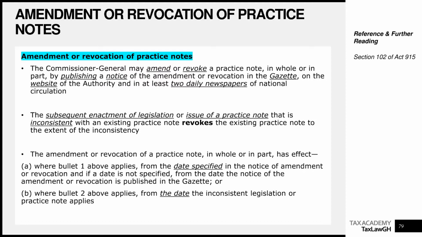What does this mean? If, let's say, he issues a practice note on what I just showed you, clothing allowance, then the new law is passed by Parliament that talks about clothing allowance in a way that is different from what the Commissioner General said. The new law will be the supreme law or the supreme ruling. What this means is that any new law that comes out that is not consistent with an old practice note revokes the existing practice note to the extent of the inconsistency. So new law comes, changes the treatment. Whatever the Commissioner General said about it, based on the old provision of law, no longer stands. The new law is what is supreme.